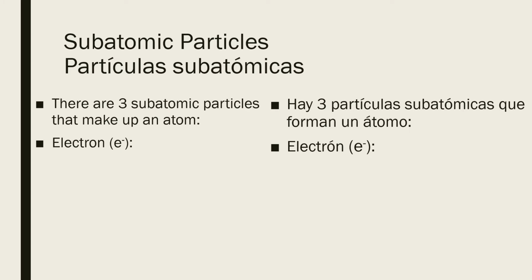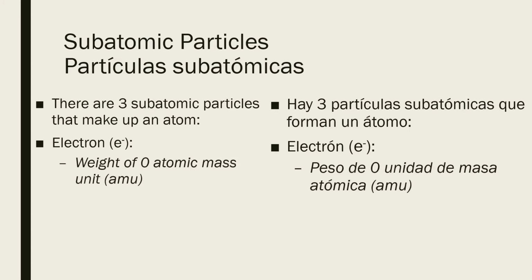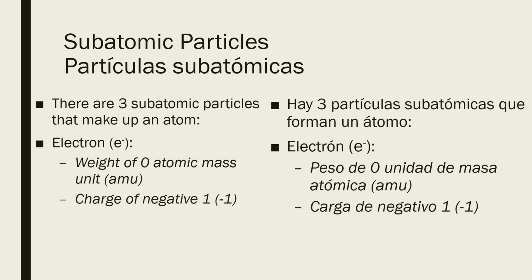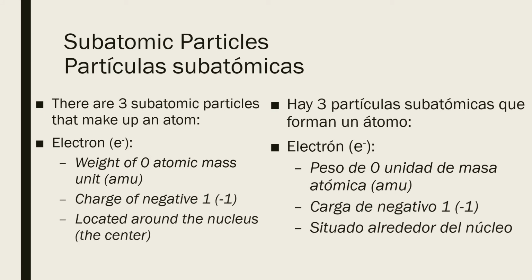An electron is a lowercase e with a negative symbol superscript. An electron has a weight of 0 atomic mass units. While an electron does have some weight, it is very, very small, so we round it to 0. An electron has a charge of -1, or just negative, and electrons are not located in the center in the nucleus, they are located around the nucleus.